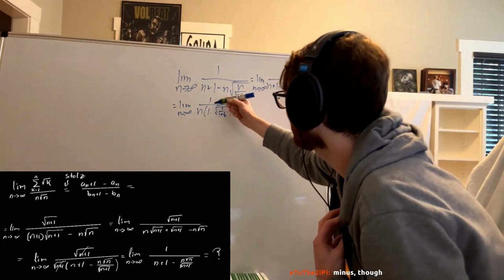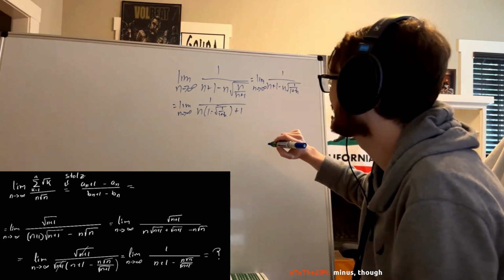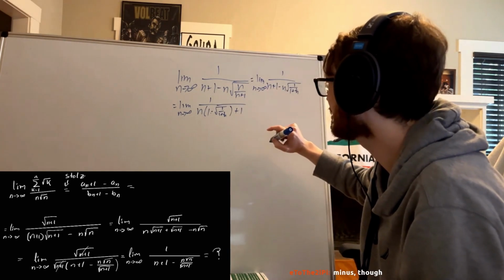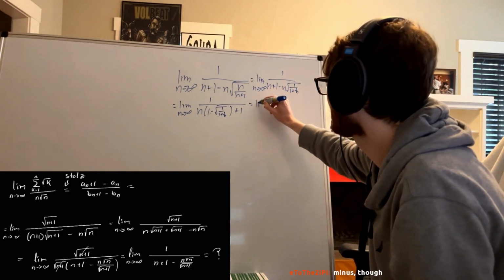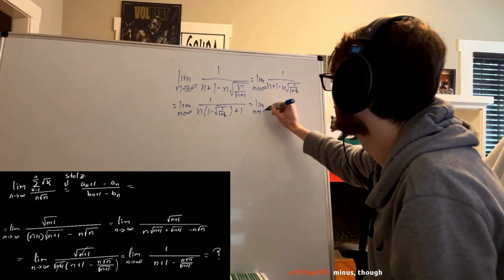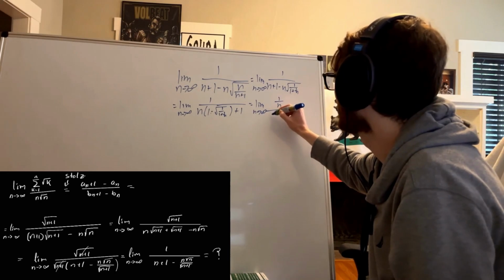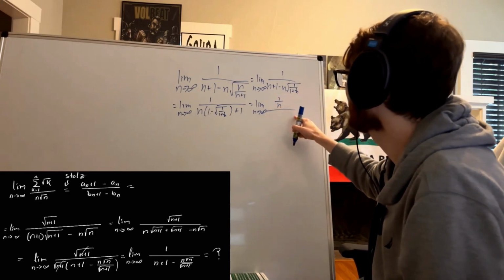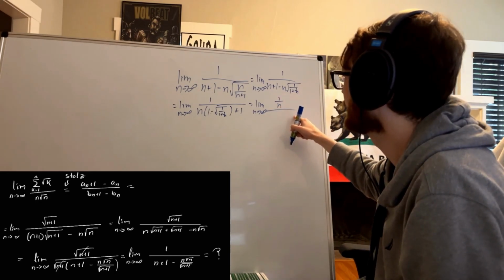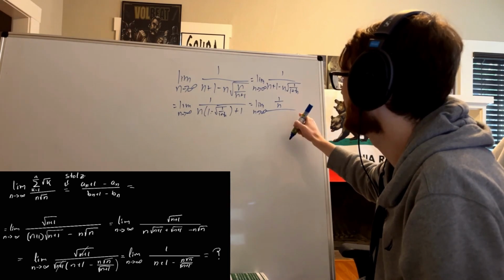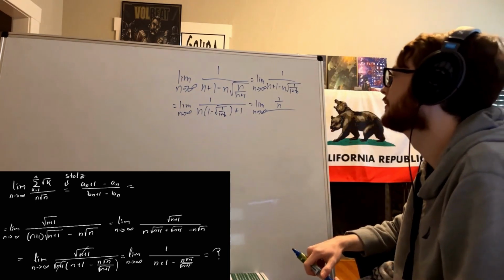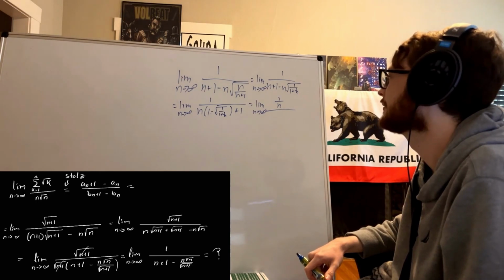Oh wait, so we might get 0/0 out of this then. Let's see. No, I think we'll get 0/1. Okay, so let's try what I was thinking. Oh wait, but that needs to be 1/n. If I'm gonna do this. Or no, it needs to be just n. Dang it, that doesn't help. Or does it?